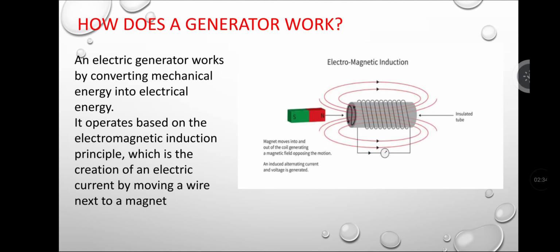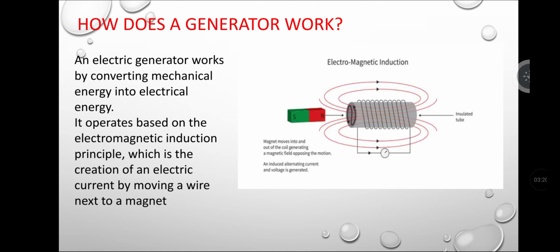Now the first slide, if you see, how does a generator work? First of all, you remember that the generator has an armature inside, and there is an outer shell which covers that armature, and whenever you rotate the armature by any pedal, so rotating the armature is the mechanical energy you have applied, and then it converts into electrical energy.